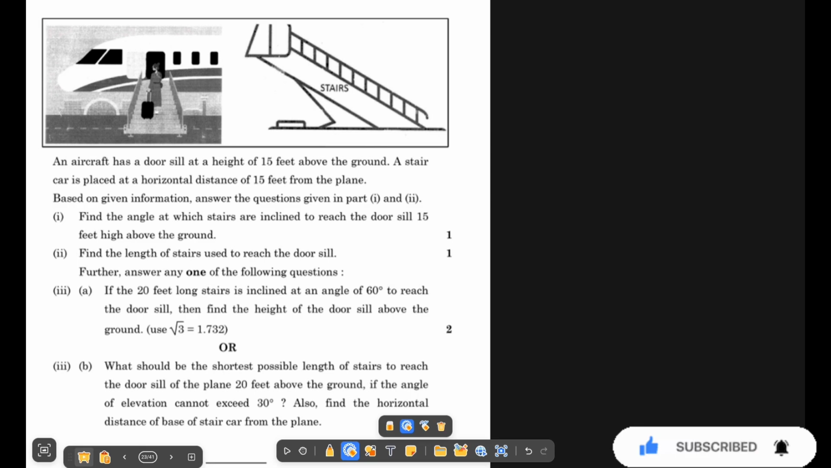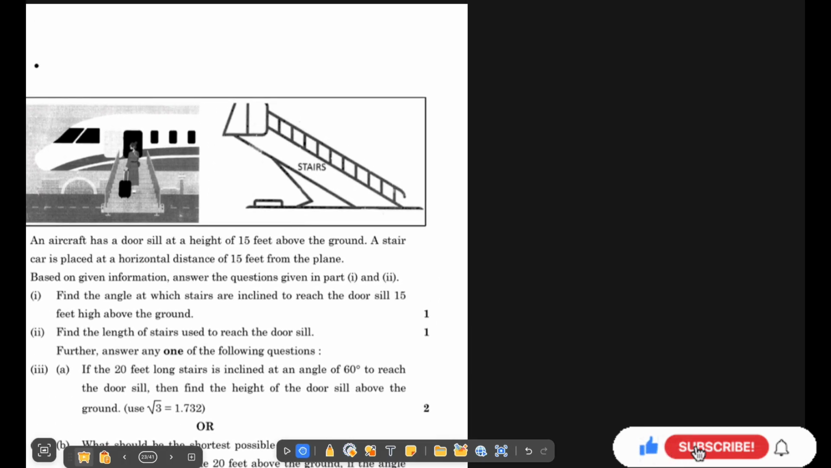So in the question it is given that the door sills are at a height of 15 meters above the ground. So this is the 15 meters, and it is given that a staircase car is placed at a horizontal distance of 15 meters from the aeroplane. So now this distance is 15 meters. So let's draw the figure here.